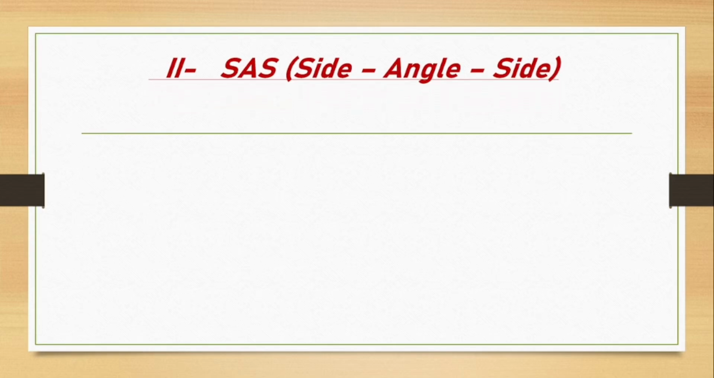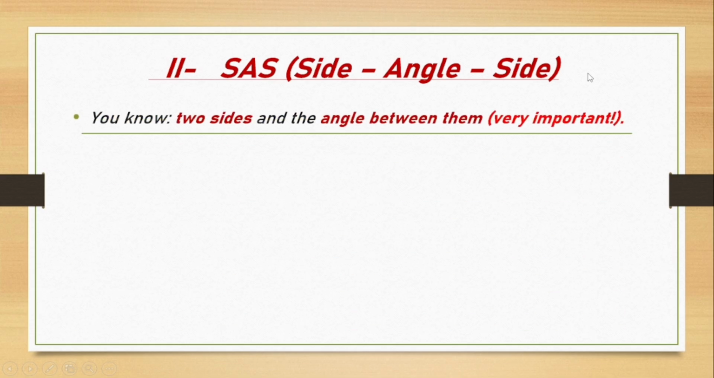The second method is SAS, which means side angle side. You know two sides and the angle between them. Important, the angle must be between the two sides. Right? Now let's solve exercise 5 in your worksheet.